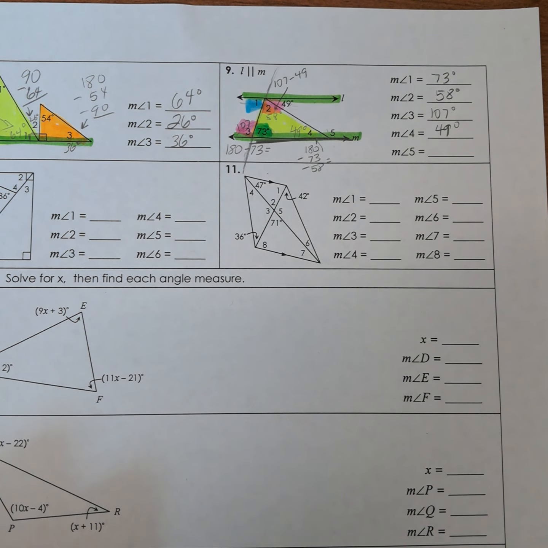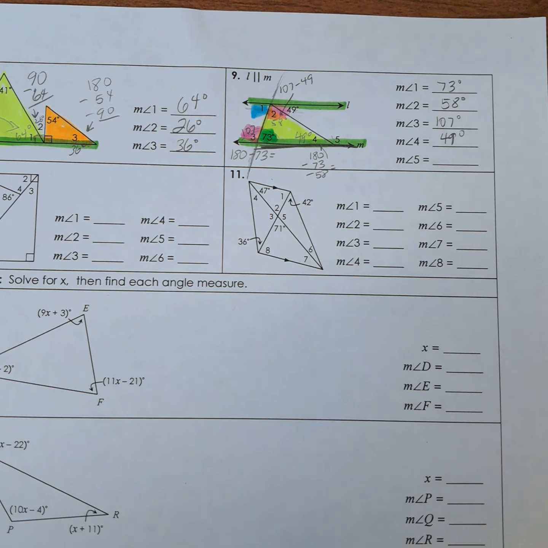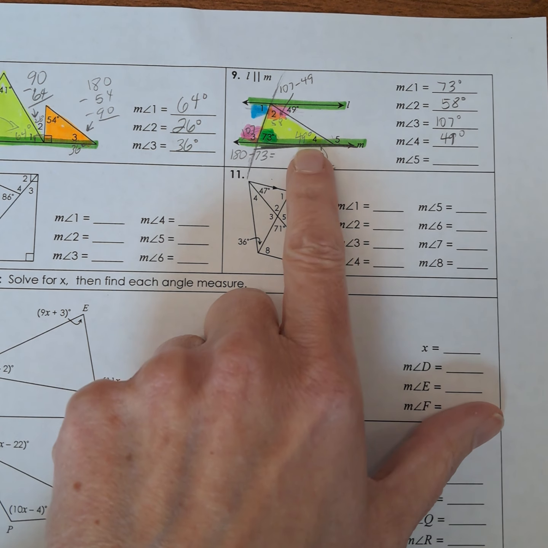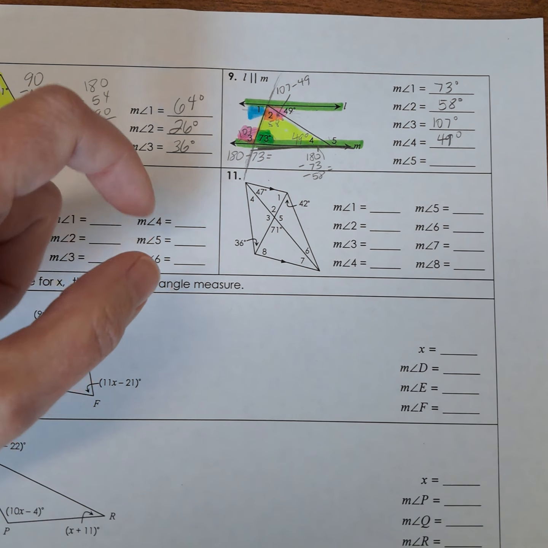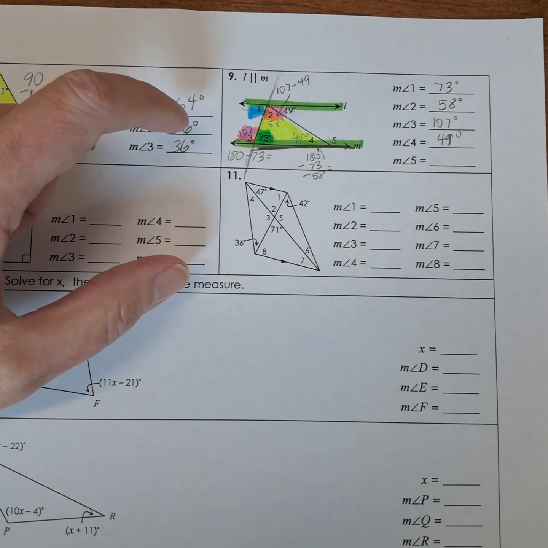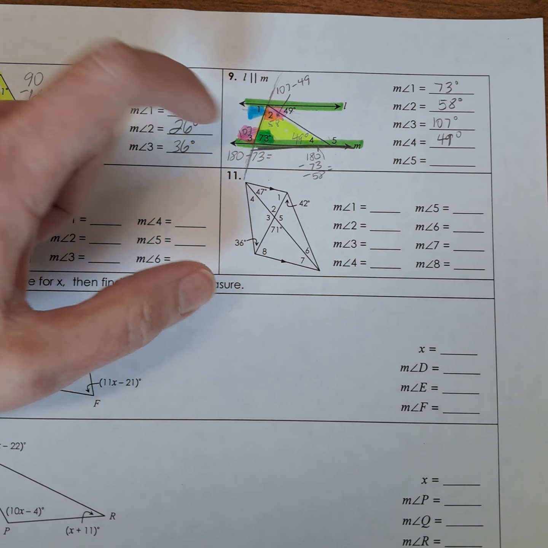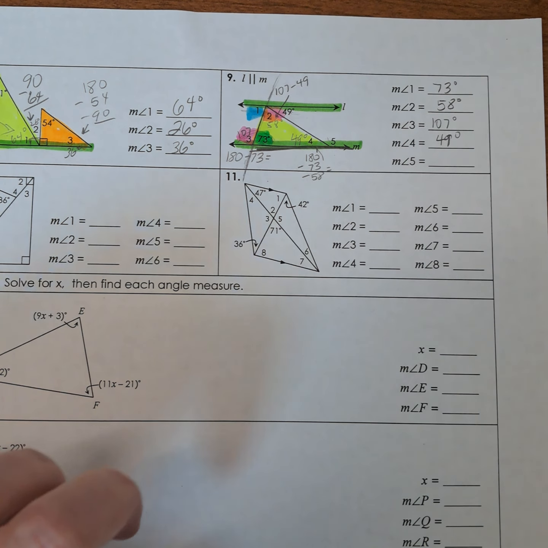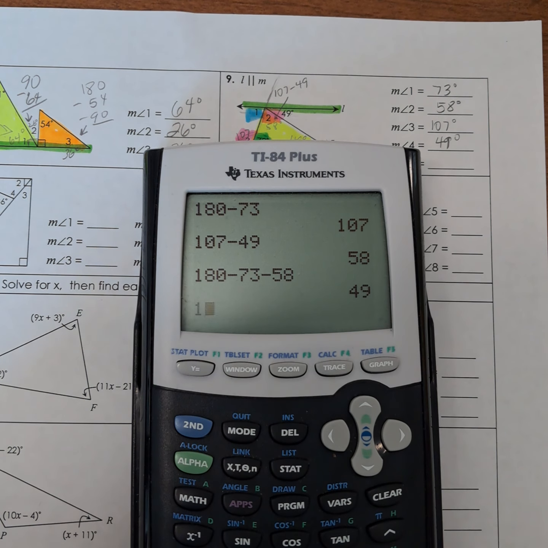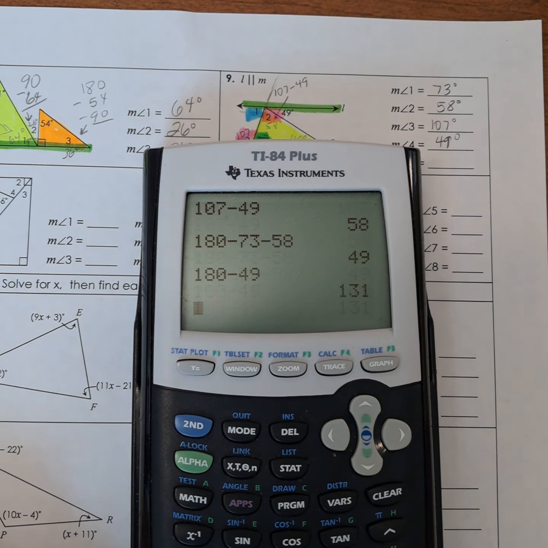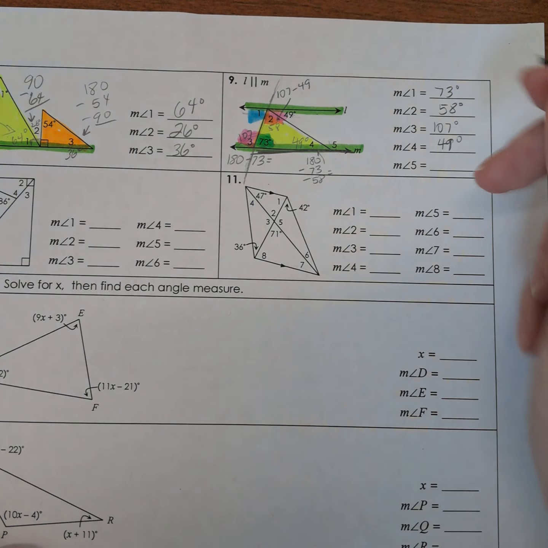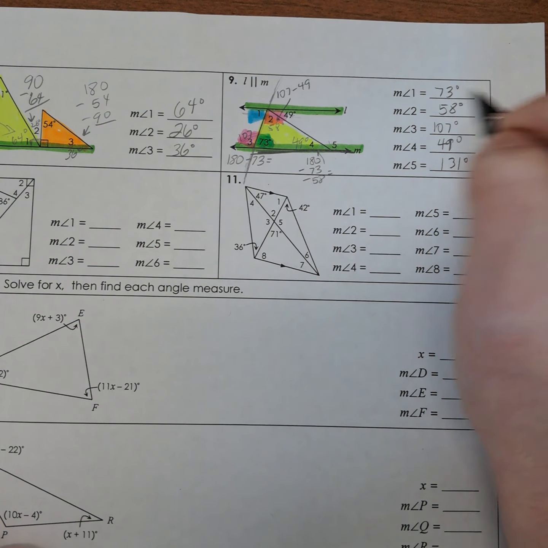So there's multiple ways to solve this problem. And that's the nice thing about geometry, you don't have to do it my way. You may see it as consecutive to 49. You may see it as the linear pair to 49. And you may say, well, hey, didn't we just learn about that exterior angle thing? And you may add 58 and 73. Either way, you get the same answer. All right, 180 minus 49. Looks like it's going to be 131. So angle 5, 131.